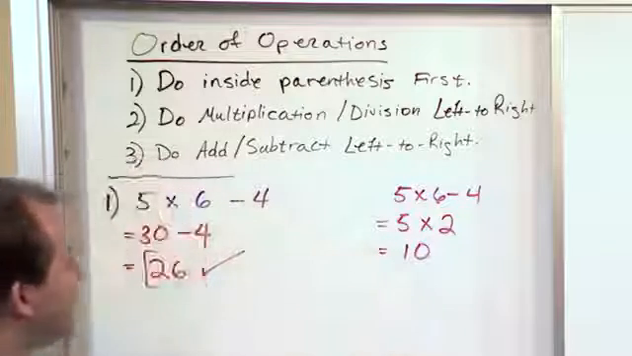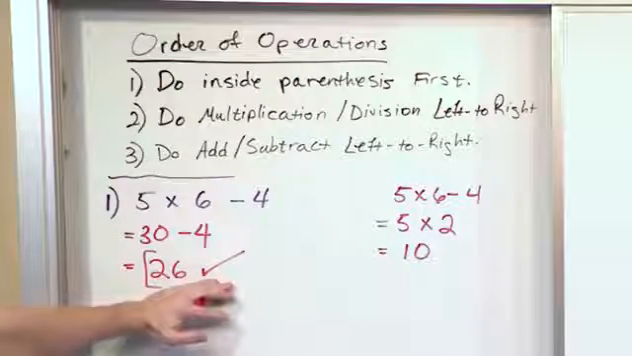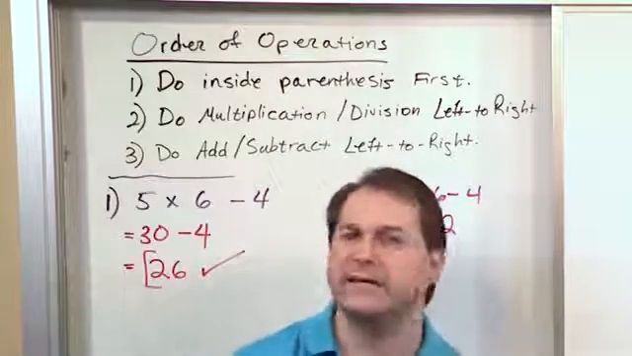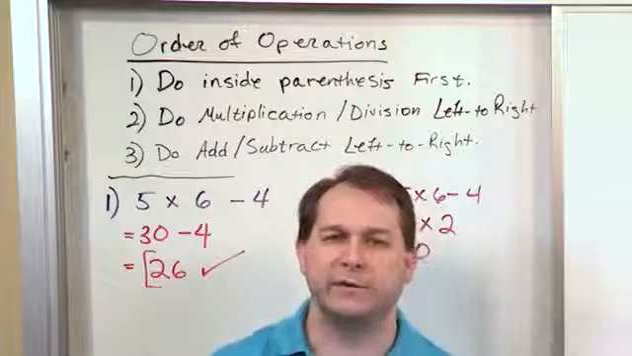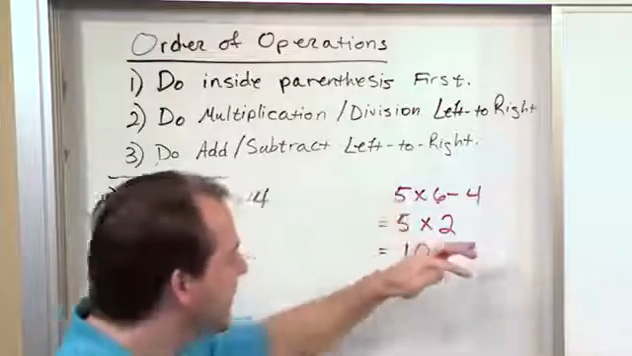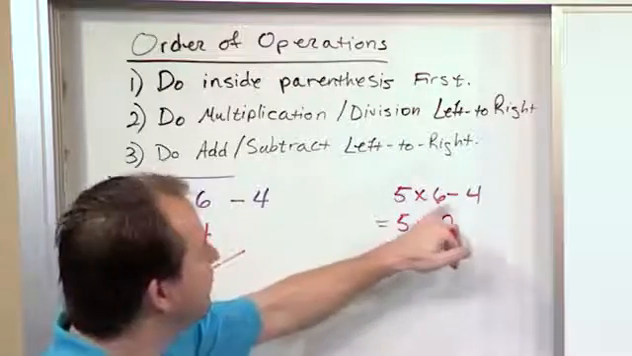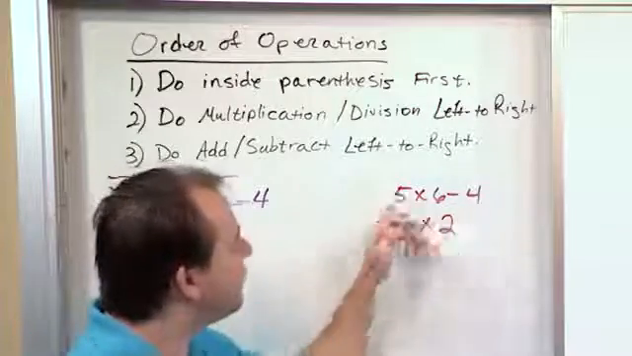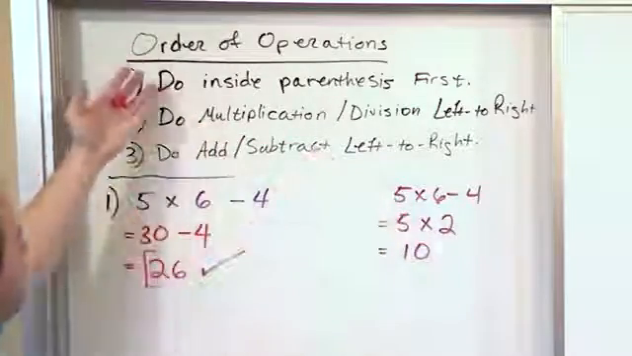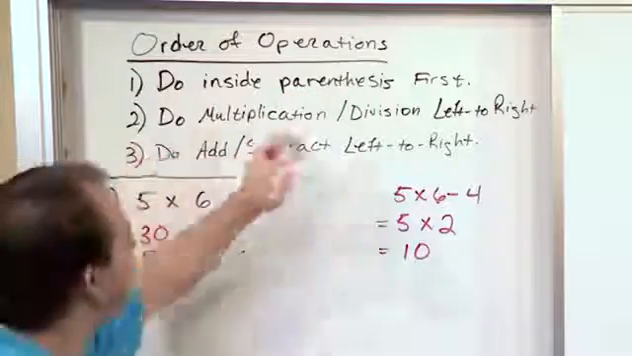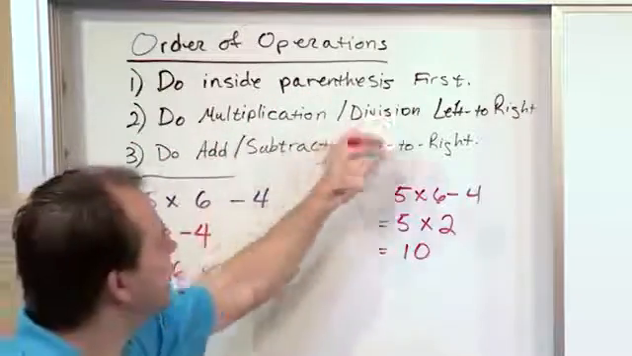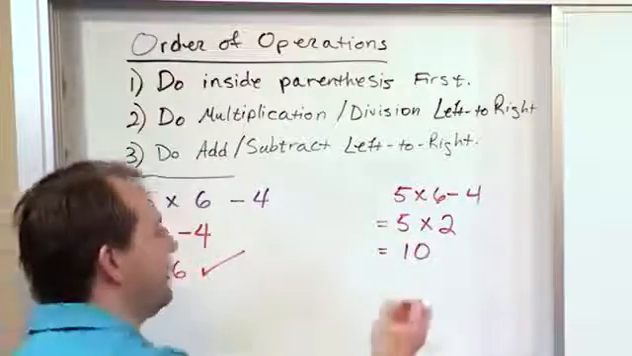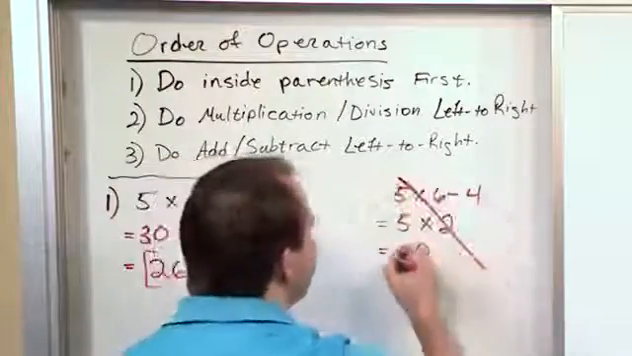So one student who did it correctly gets the answer of 26. Another student who does it incorrectly gets 10. So who's going to get the right answer? Well, not the one who did this, because they did it wrong. 6 minus 4 is 2, and 5 times 2 is 10. But the way that you do it here is backwards of how you're supposed to do it. You always do parentheses first, then you do multiplication and division, and then you do adding and subtracting. Here we did everything out of order. So just to make sure you know this is wrong, I'm going to put a big X through this.